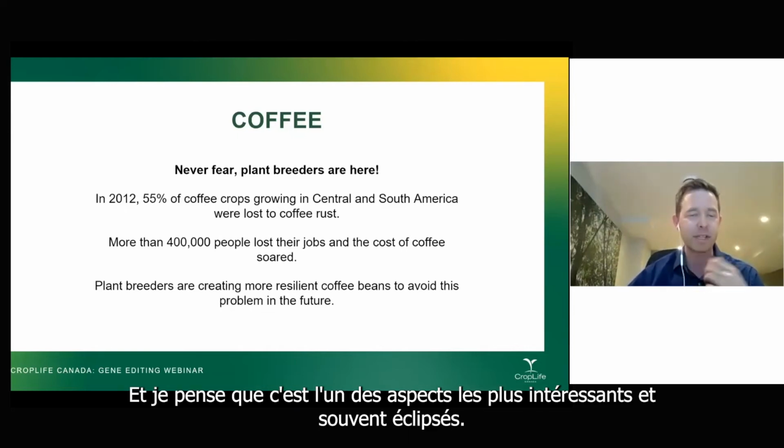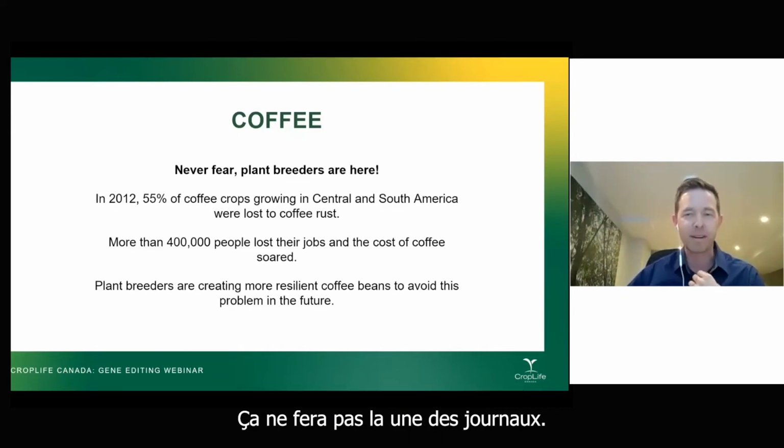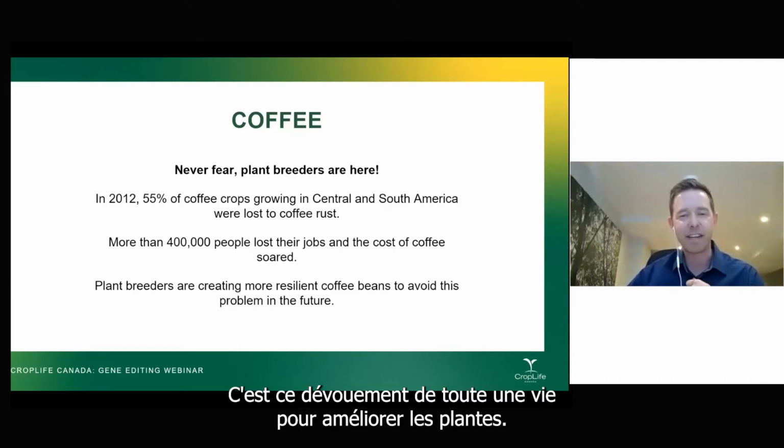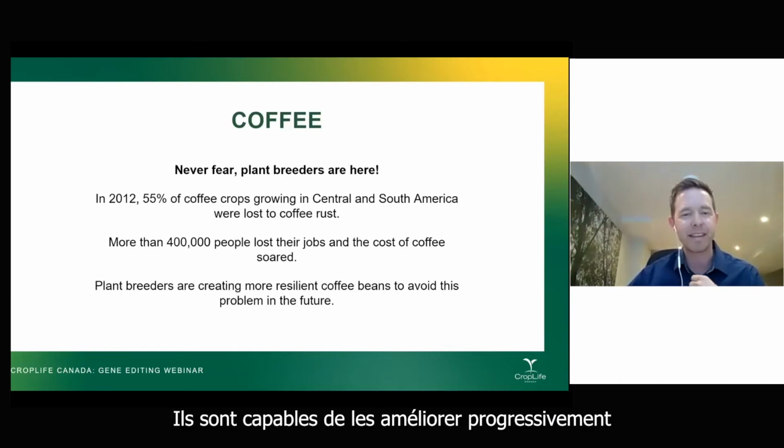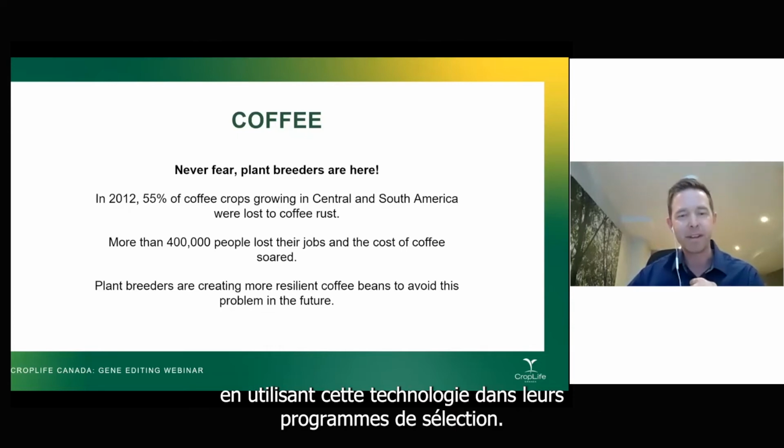And I think that's one of the really interesting and often overshadowed parts. It's not all big headline news traits. It's that lifelong dedication of a plant breeder to bettering plants, and they're able to incrementally better them using this technology in their breeding programs.